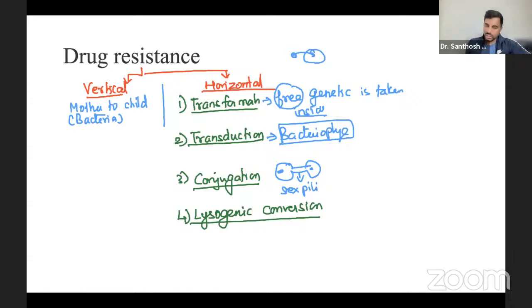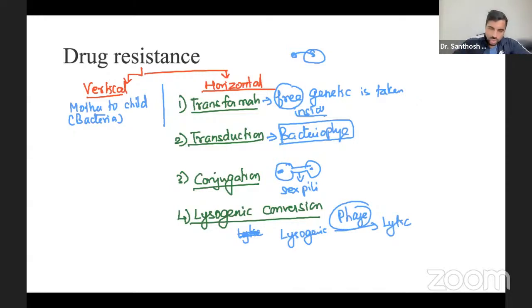Lysogenic conversion is basically when the non-lysogenic form, which is not dangerous, becomes lytic, becomes virulent because of some phage. That's all. These are the mechanisms of how resistance spreads.